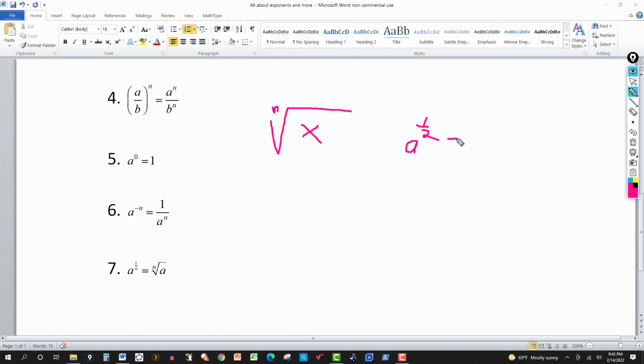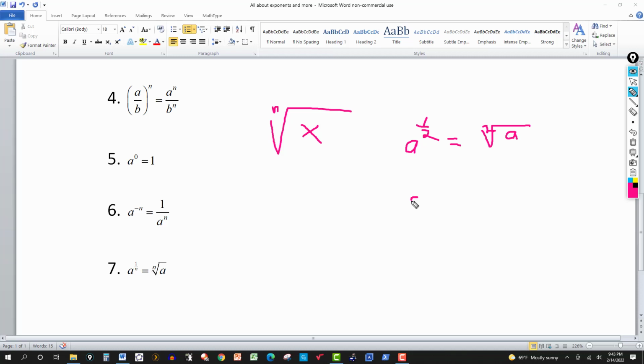So if you have a to the 1/2, that's the same thing as the square root. Now, this index here is 2. You don't write it in if it's a 2. If it's a square root, you leave it out. In other words, this is understood to be a 2 there, but we leave it out.